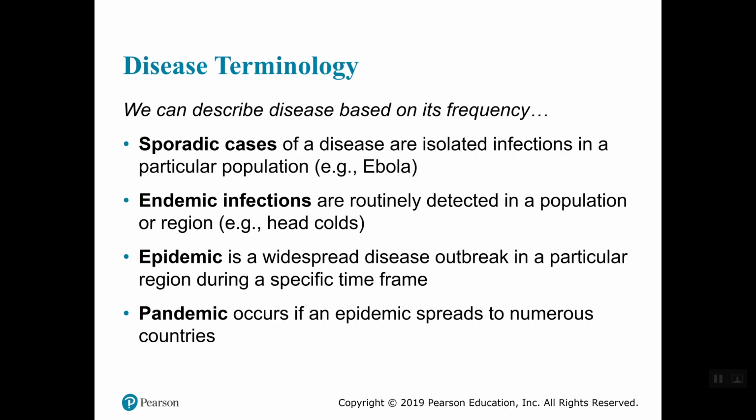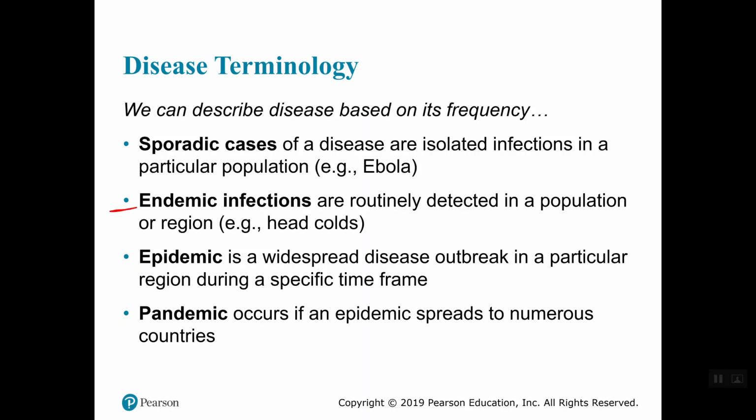We also see that we have endemic infections. Endemic infections are different types of infectious diseases that are routinely detected in a population or within a region. So an example of this would be head colds. Head colds are primarily caused by rhinoviruses or coronaviruses, and we're going to find those within the population. We had recently in the Tampa Bay area an upper respiratory infection going around. So again, this head cold is kind of always there.